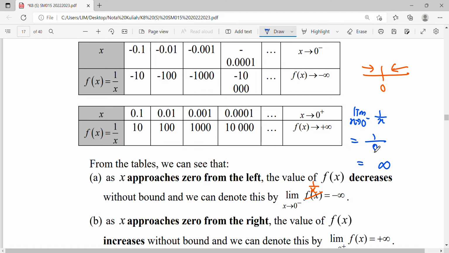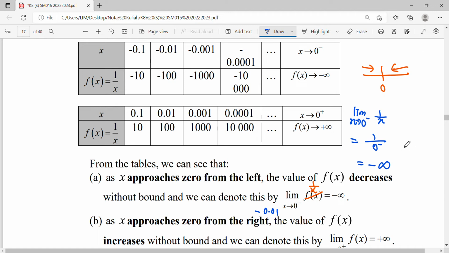So when you approach 0 from the left hand side, the closest value you can get is negative, let's say negative 0.01. So that means this 0 is negative. Kosong tu menghampiri dari bahagian negatif. So positive over negative, you get negative. So this infinity value will be a negative value.